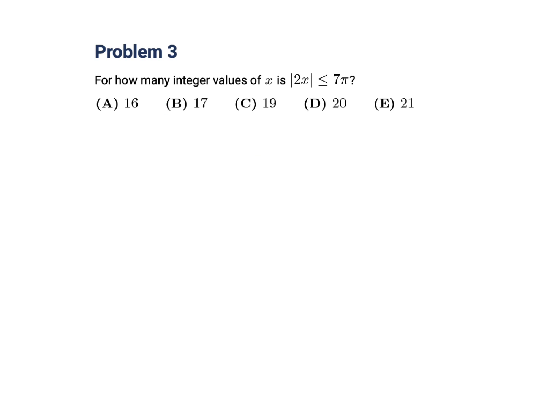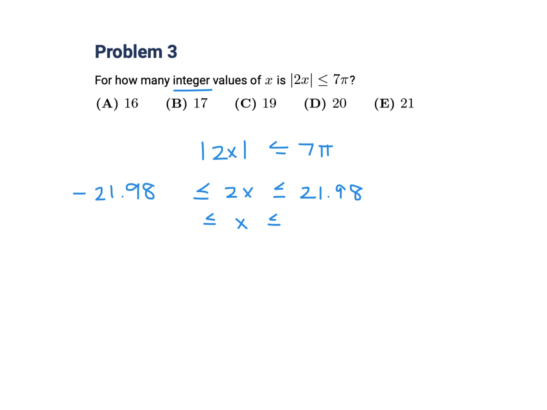For how many integer values of x is the absolute value of 2x less than 7 pi? So the absolute value of 2x is less than or equal to 7 pi. So 7 pi is approximately 21.98. Okay, so they're concentrating on integers, right? So if I drop the absolute value, the inequality becomes 2x is greater than minus 21.98 and less than positive 21.98. So I have to divide through by 2, and I get approximately minus 10.99 to 10.99. And then you're just looking for integers in that range.